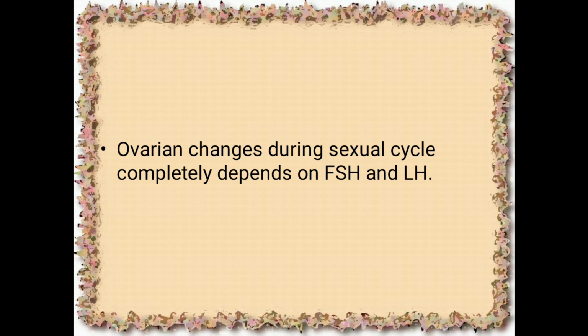The ovarian changes during the sexual cycle depend completely upon the follicle stimulating hormone and the luteinizing hormone. All the changes that take place in the ovary during the sexual cycle depend mainly on follicle stimulating hormone and luteinizing hormone. The ovarian hormones will be taken in detail in the next, separate class.